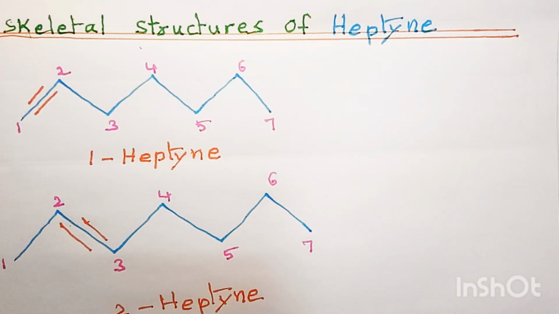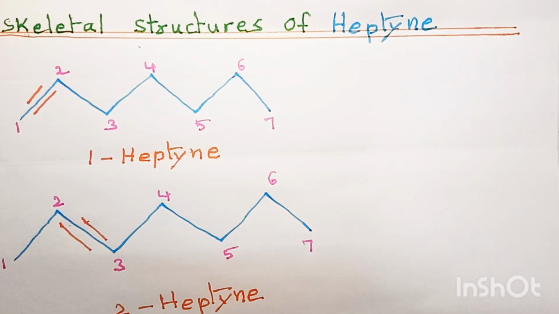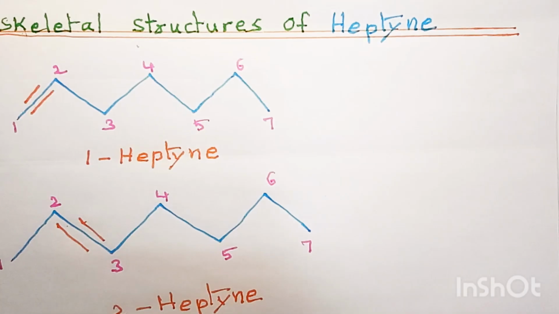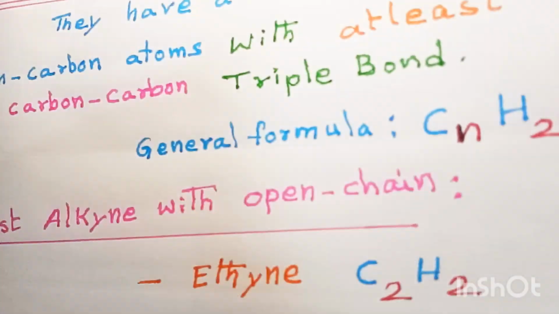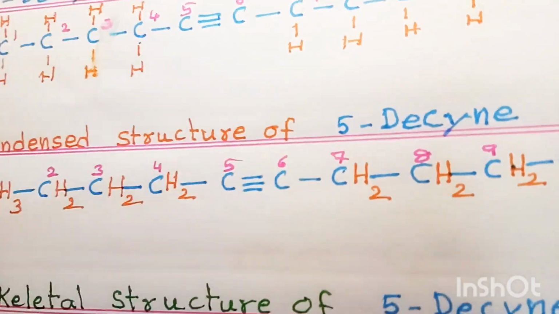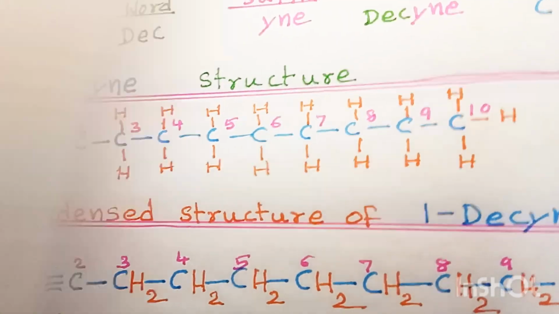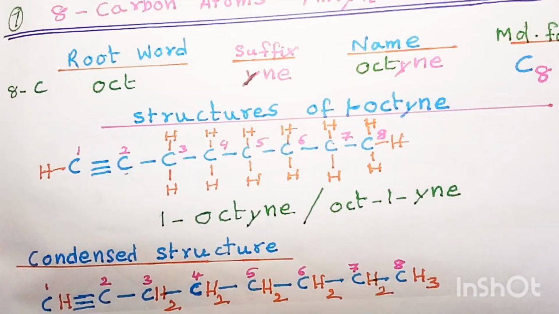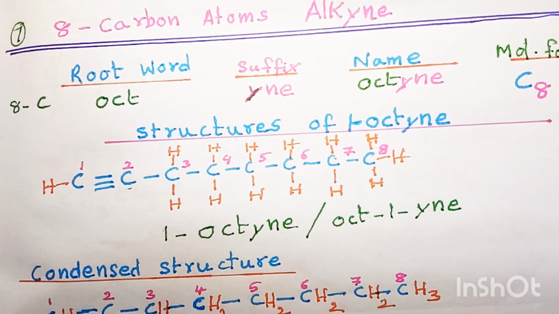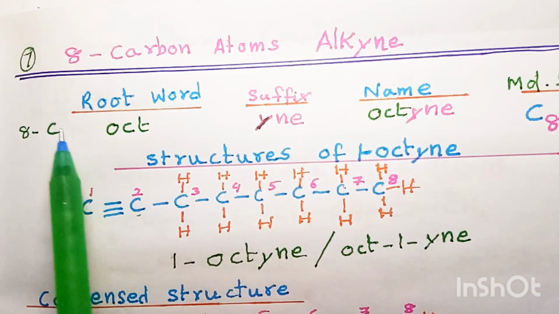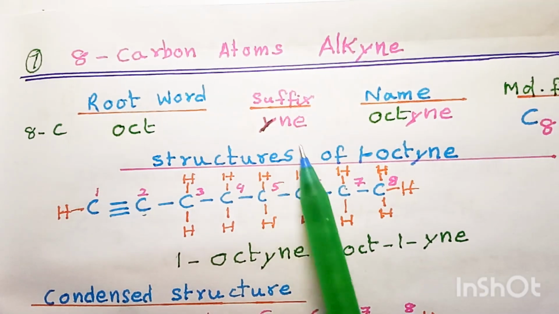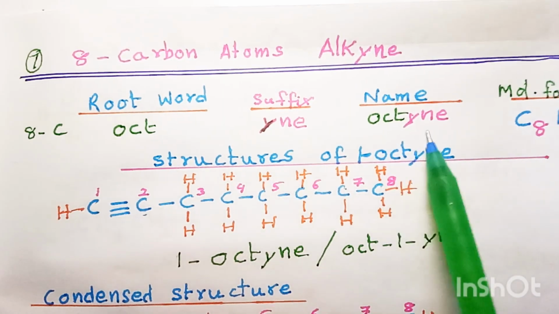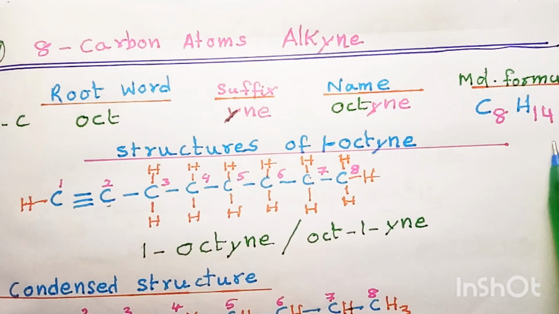Now let us see the next member of the open-chain alkynes. The next member of the open-chain alkynes is the 8-membered alkyne. The 8-membered alkyne is called octyne, because we know 8 carbons means the root word will be oct, the suffix will be yne, and the name will be octyne. Molecular formula will be C8H14.